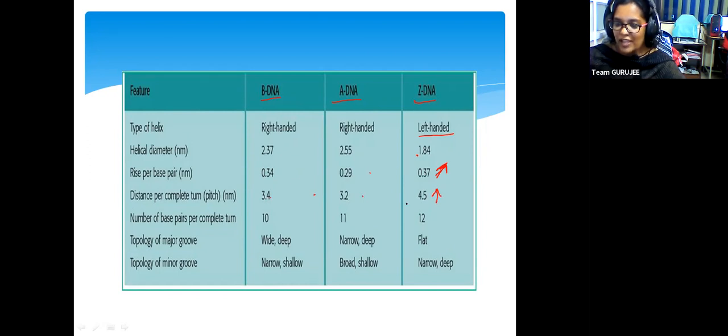Number of base pairs per complete turn. We have already seen that in B DNA there will be 10 base pairs. In case of A, 11. Then Z DNA contains 12 base pairs for each turn.